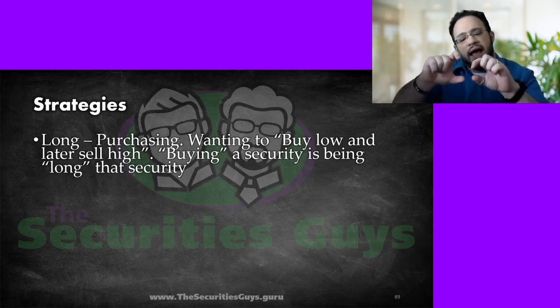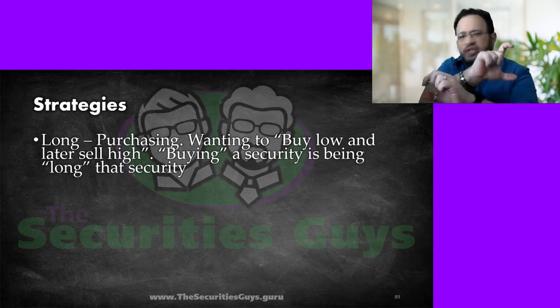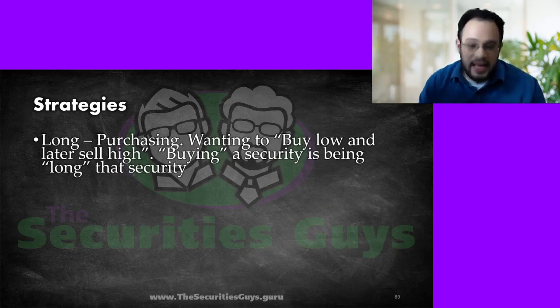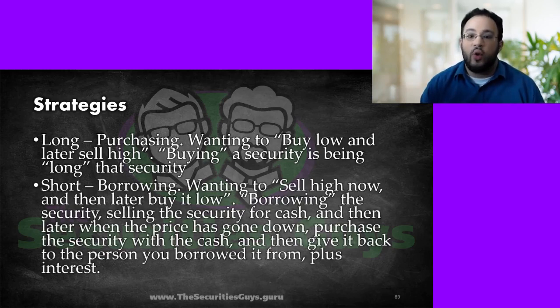But instead of buying low and then later selling high, what if we sold it high to later buy it low? That is what short selling is. Borrowing. Wanting to sell it high now in order to buy it back later when it's low. I'm borrowing the security. I'm selling it for cash, and then I'm hoping when the price goes down later, I can buy it for less to give back the security that I borrowed.